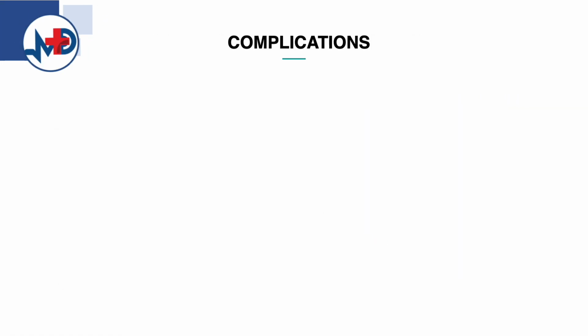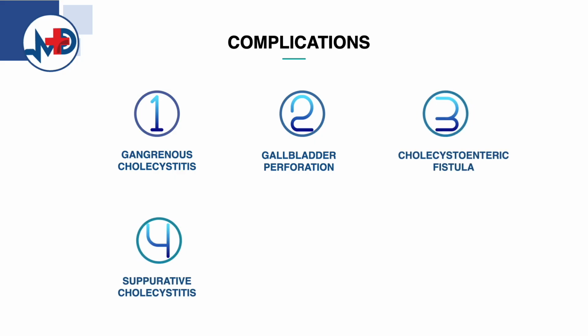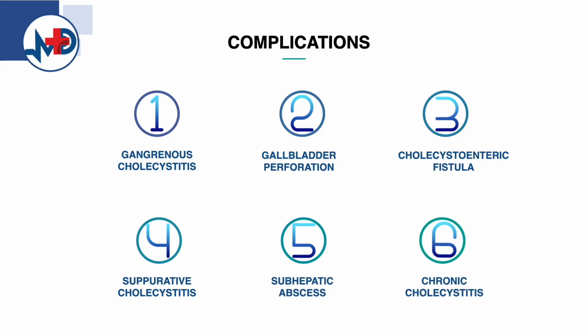In terms of prognosis and complications, the prognosis of uncomplicated acute cholecystitis is excellent with low mortality. However, a significant portion will either need surgery or develop complications. These include gangrenous cholecystitis, gallbladder perforation, cholecystoenteric fistula, suppurative cholecystitis, subhepatic abscess, and chronic cholecystitis.